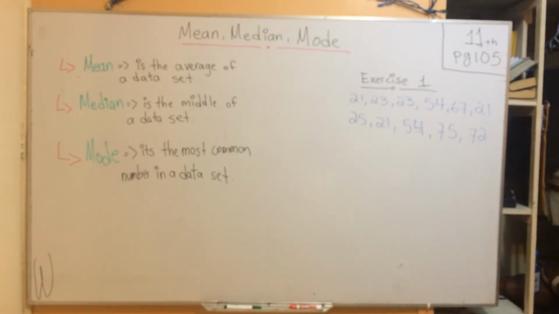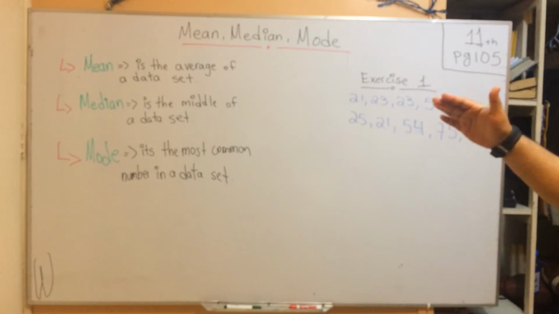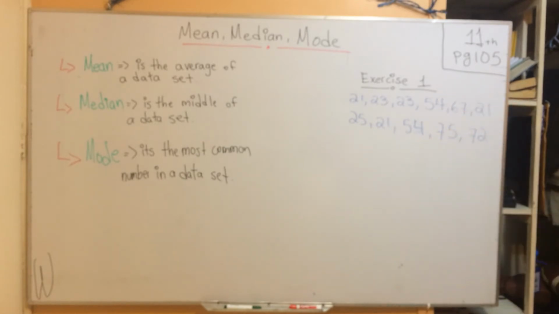We have exercise 1. We have this group of numbers: 21, 23, 23, 54, 67, 21, 25, 21, 54, 75, 72. We're going to find all of the information that we were just talking about: the mean, the median, and the mode. Let's take into consideration that this data set is the ages of a group of people that attended a concert, or that attended a play at a theater. So we want to find the mean, the median, and the mode.